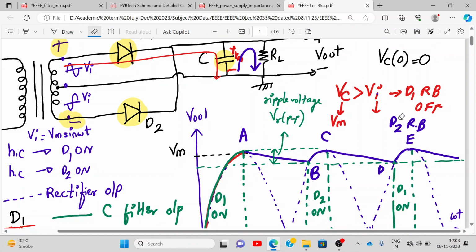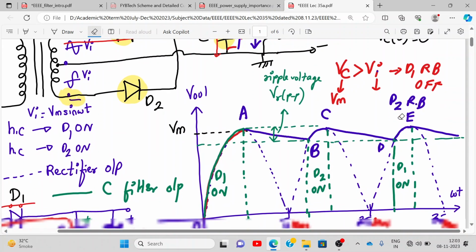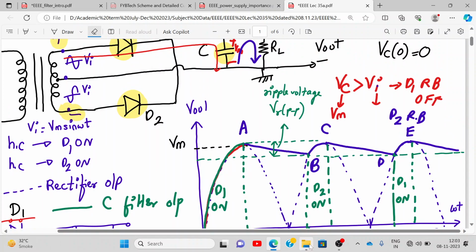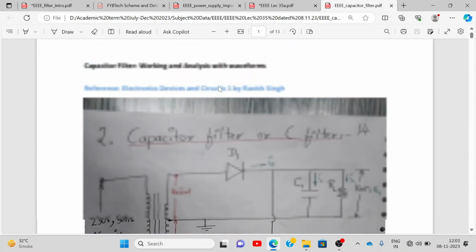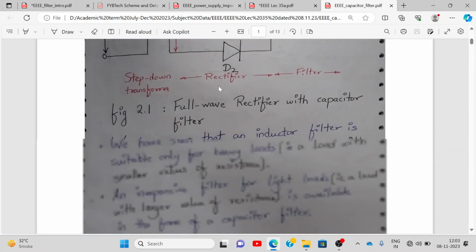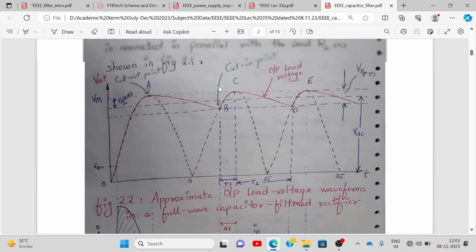For that you either increase C or increase R. Increasing R is not advisable, so increase the value of C. That's why in your lab we have taken 1000 microfarad, if I am not mistaken, in your mobile battery charger, if you remember. Anyways, this is the working of your filter circuit. Now I'll show you the document where this is documented. No worries if you have not taken the theory, everything is covered. I will explain systematically what happens.